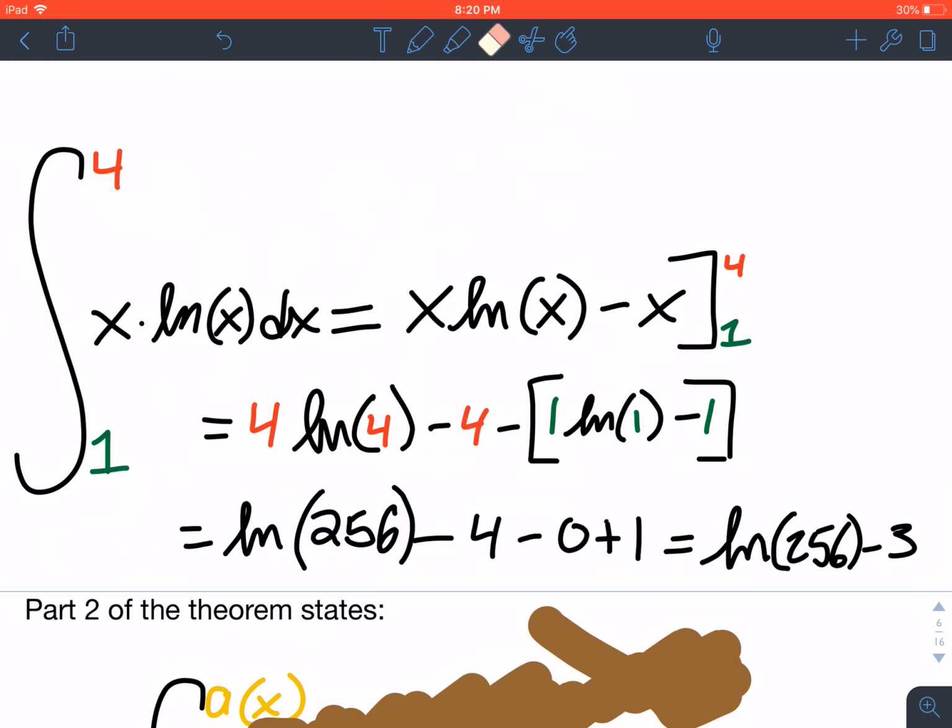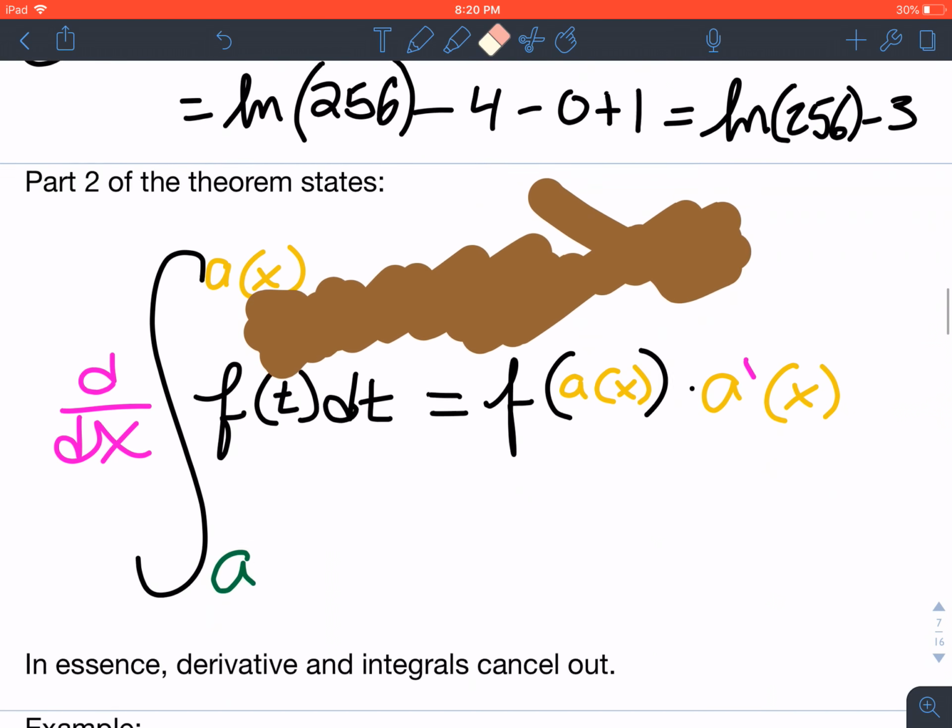So using some log properties, this coefficient up front of the 4 ln 4 is the same as ln of 4 to the 4th power, which is 256. Then it's minus 4, let's say it's the same. Ln of 1 is 0, and then because we're subtracting out the negative 1, we add it back in. So it ends up simplifying to ln of 256 minus 3. That's the final answer. Now let's move on to part 2.